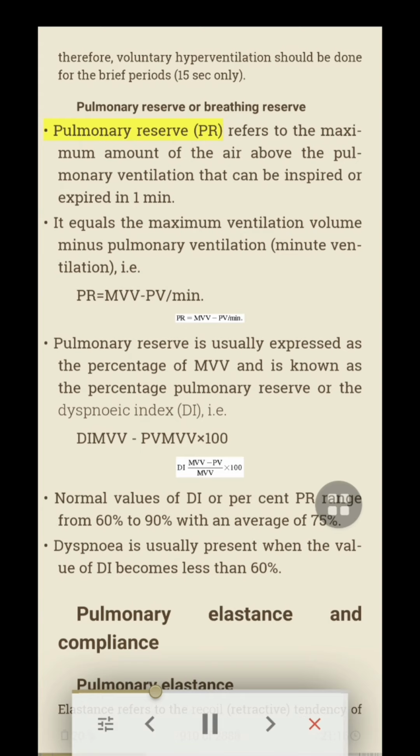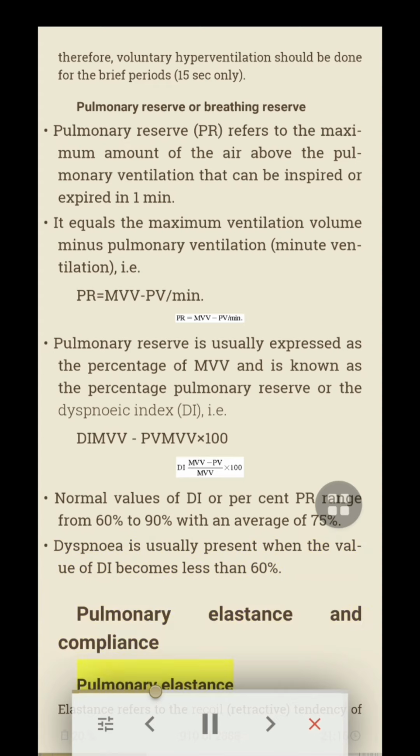Pulmonary reserve or breathing reserve. Pulmonary reserve, PR, refers to the maximum amount of air above the pulmonary ventilation that can be inspired or expired in 1 minute. It equals the maximum ventilation volume minus pulmonary ventilation, minute ventilation, i.e. PR equals MVV minus PV per minute. Pulmonary reserve is usually expressed as a percentage of MVV and is known as the percentage pulmonary reserve or the dyspnoic index, DI, i.e. DI = (MVV − PV)/MVV × 100. Normal values of DI or percent PR range from 60% to 90% with an average of 75%. Dyspnea is usually present when the value of DI becomes less than 60%.